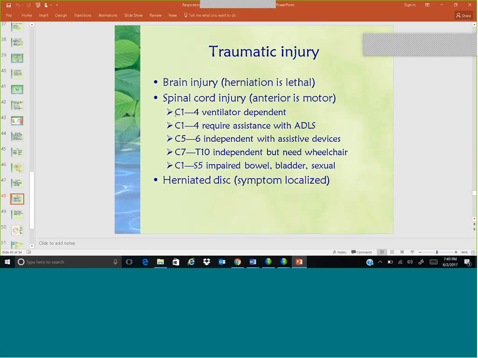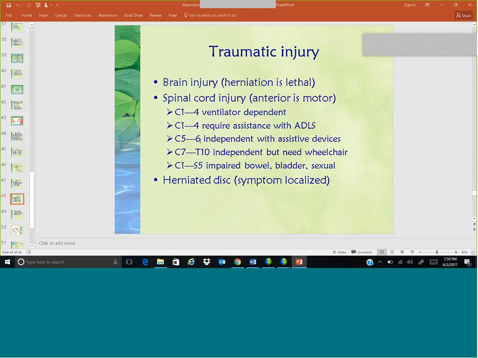So if we have a C1 through C4 herniation or fracture of the spinal cord, then they will be a ventilator-dependent patient. So think of Christopher Reeve, he was a C2. C1 through C4 will also require assistance with ADLs. They will be a quadriplegic.